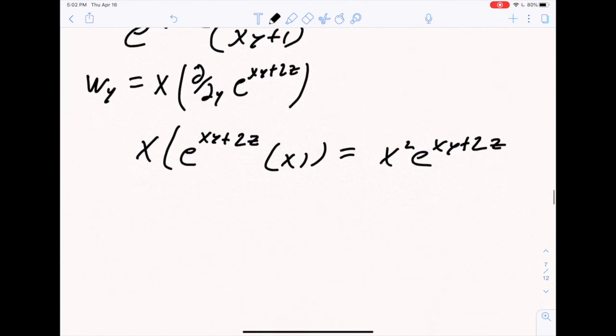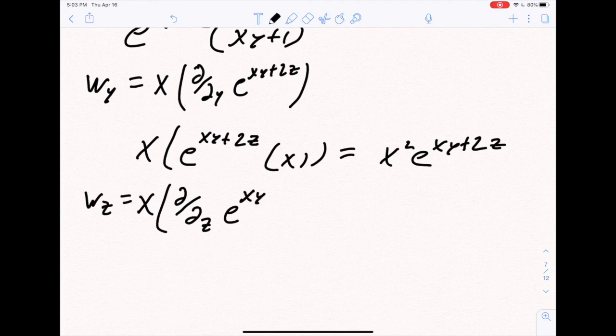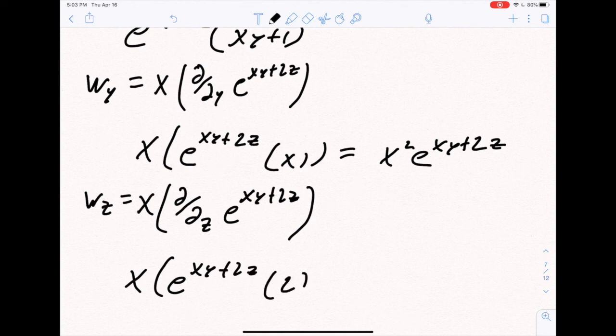And lastly, wz. Again, because x is being treated like a constant, we'll end up with x times the partial with respect to z of e to the xy plus 2z, and again here we have to use chain rule. What we end up with is x times e to the xy plus 2z times 2, which simplifies down to 2x e to the xy plus 2z.